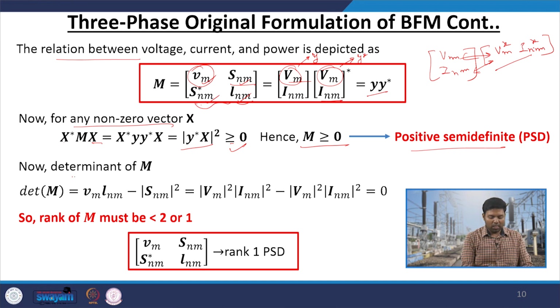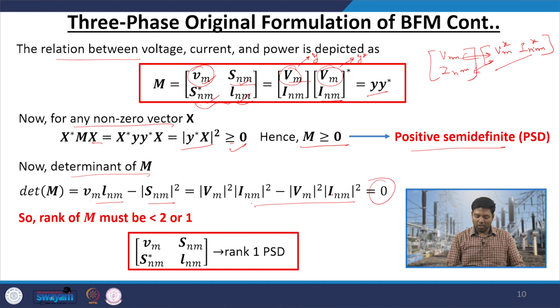Okay. Now, determine the determinant of this matrix M. We will get V_nm into L_nm minus the multiplication of S_nm star and S_nm, which gives you the mod of S_nm square. So, V is voltage square, L is current square. If you do these two multiplications, then with the power term you will get the determinant to be 0. So, you are getting 0 determinant for a matrix.